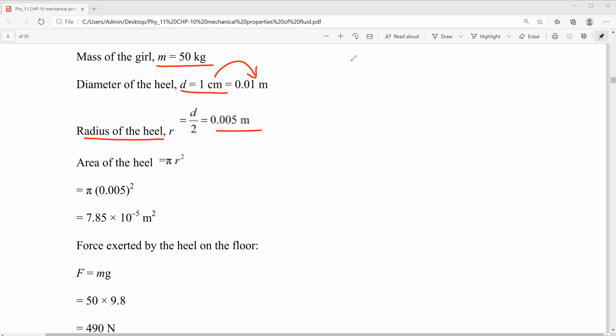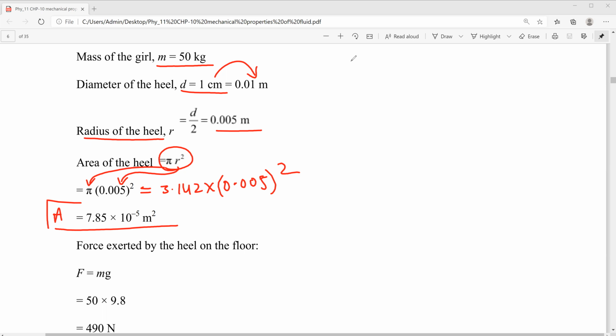And next, the area of the heel is calculated by using the formula pi r squared. Pi is kept as it is, or you can substitute 3.142, and the radius value we substitute as 0.005. You can square that. You can also do it like this: 3.142 into 0.005 whole squared. The final answer for area is 7.85 into 10 to the power of minus 5 meter squared. So we got the area.